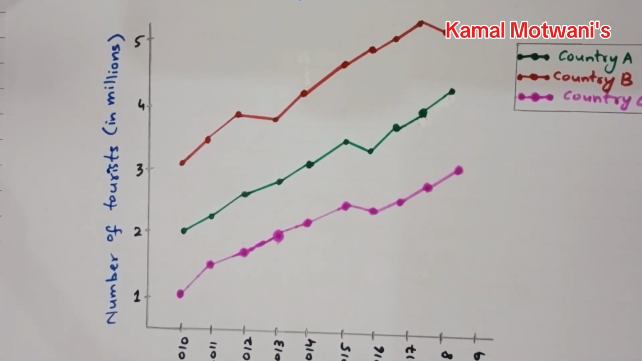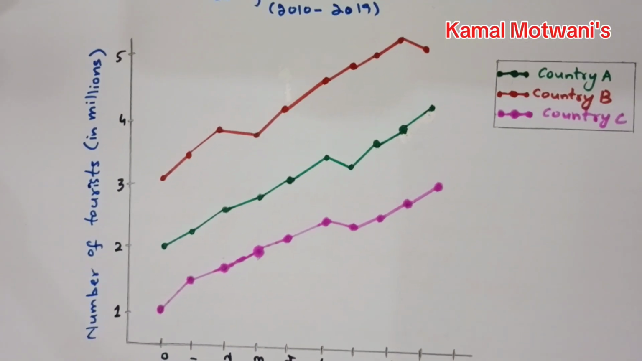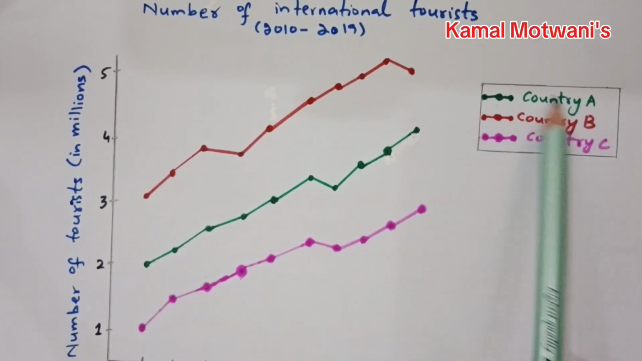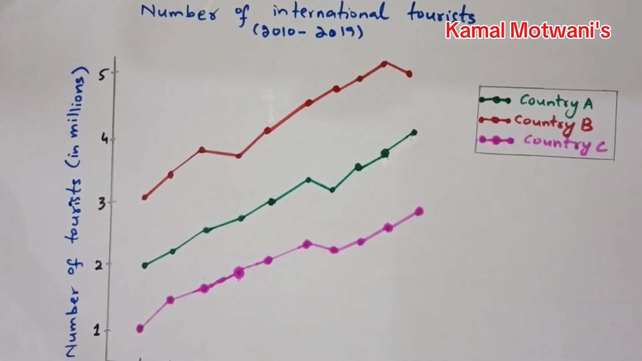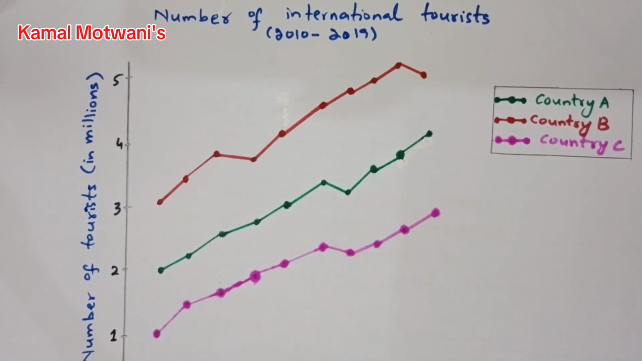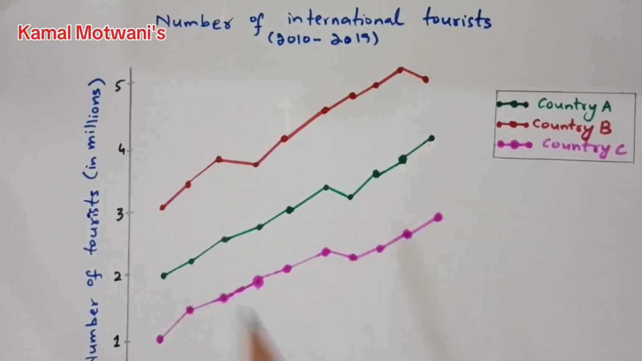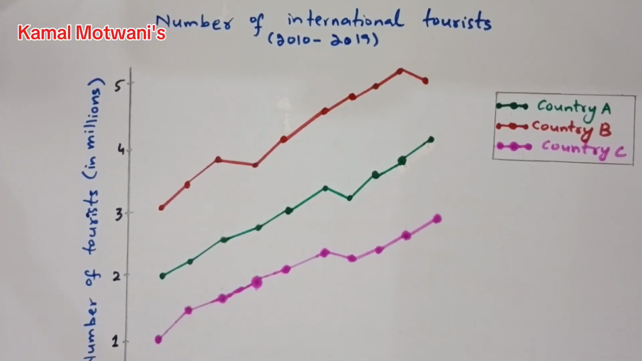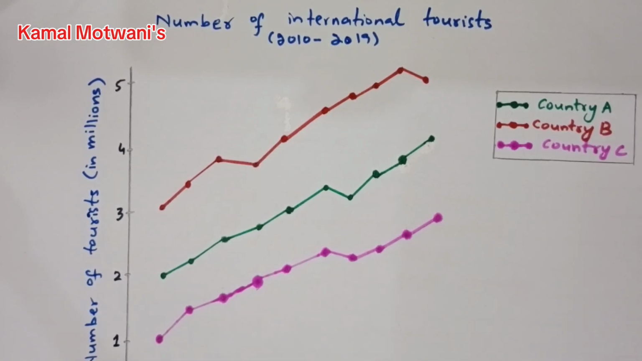Now let's understand the graph in its core. What does the graph say? Now country A, we will first of all see what is all about country A. The green line shows country A. The range of tourists witnessed by country A starts from 2 million in 2010. Country A had 2 million international tourists in 2010.